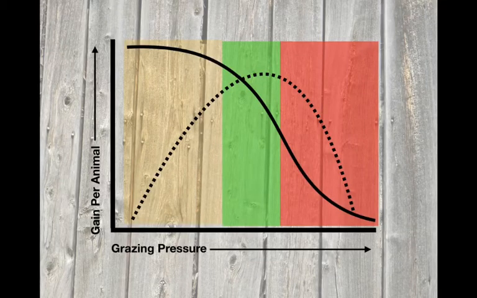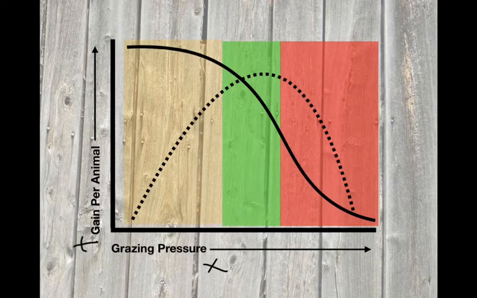Alright, in this third video, we're going to talk about some specific strategies for grazing management, and there are some key concepts that we need to understand. The first thing we need to do is take a look at the relationship between the gain per animal, which is here on the side axis, and the grazing pressure. How many animals are we grazing? How much pressure are we putting on that forage?